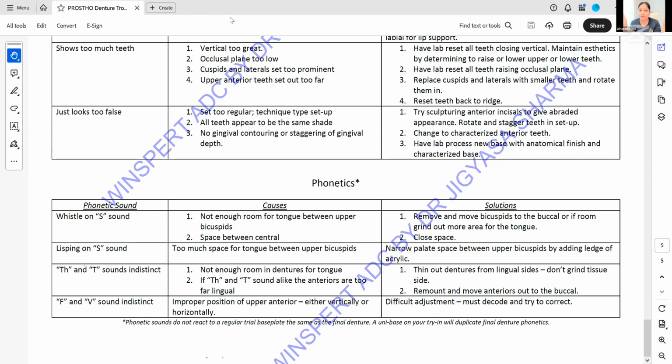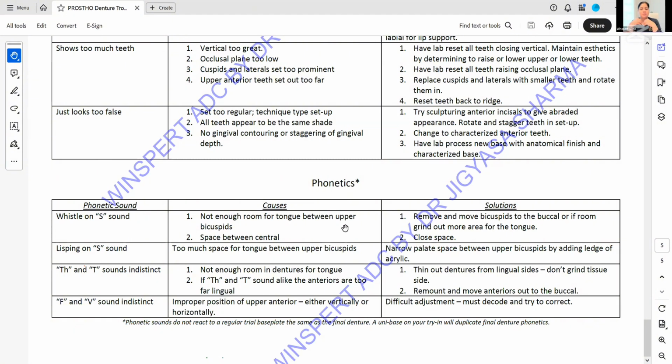So then you try to bring premolars slightly lingual, right? And if it's whistling on the s sound, then take the premolar slightly buccal. Would you remember this? Whistling when it's too narrow, take them buccal. Lisping when it's too wide, bring them lingual. Would you remember this visually? So narrow the palatal space when there is lisp and widen the palatal space when there is a whistle.